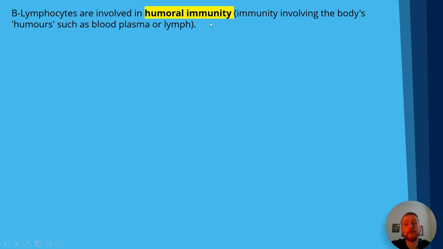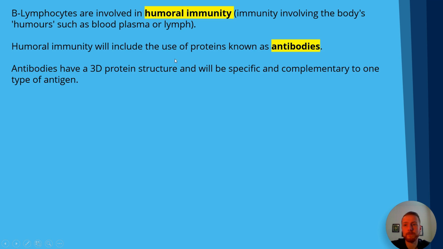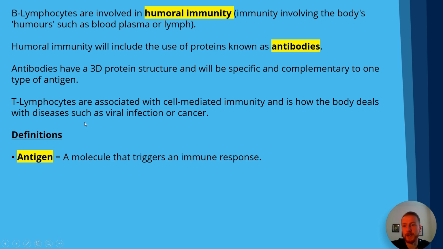So B lymphocytes are involved in humoral immunity, and that's immunity involving the body's humours, such as the blood plasma or lymph. Humoral immunity will include the use of proteins known as antibodies, and antibodies have a 3D protein structure and will be specific and complementary to one type of antigen. T lymphocytes are associated with cell-mediated immunity, and this is how the body deals with diseases such as viral infection or cancer.